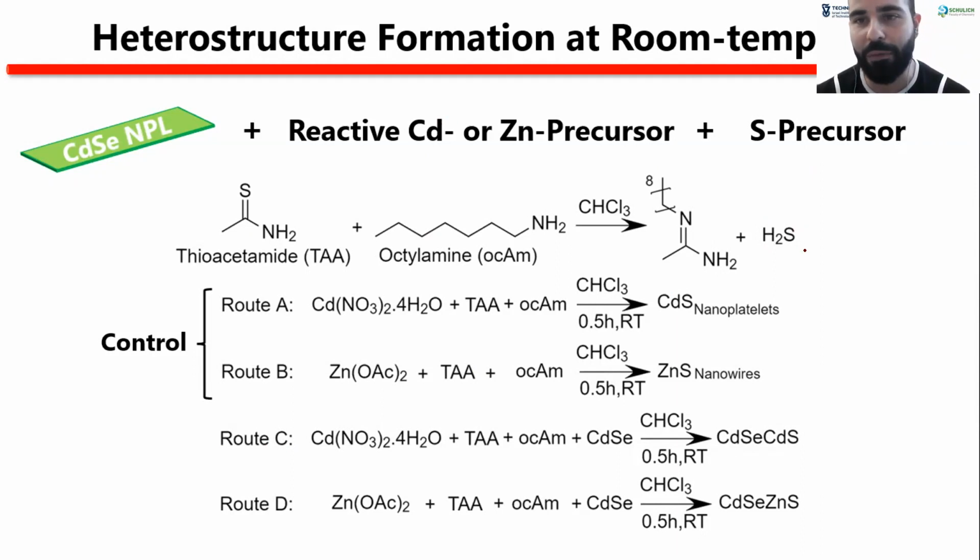The cadmium can react with the sulfur to form a shell around the cadmium selenide, or the zinc can attack the hydrogen sulfide to make a zinc sulfur shell and also shell the cadmium selenide nanoplatelet. These two reactions are explained in route C and route D. This is the cadmium, this is the thioacetamide, this is the amine, and this is the nanoplatelet. It's a half hour reaction at room temperature, and we obtain a core shell of cadmium selenide, cadmium sulfur, and the same for the zinc. We obtain cadmium selenide, zinc sulfur.